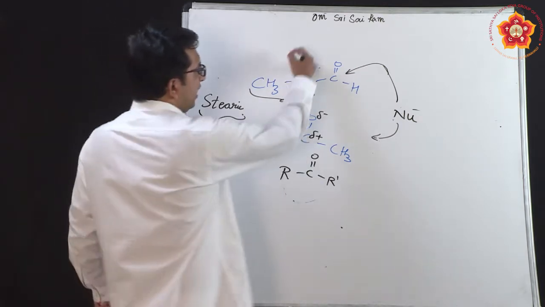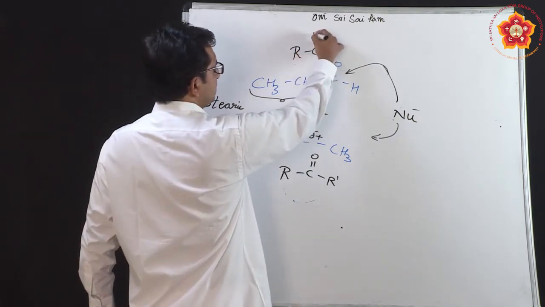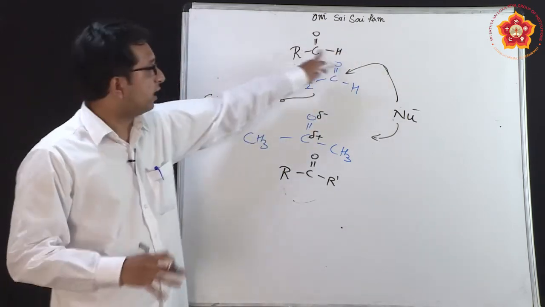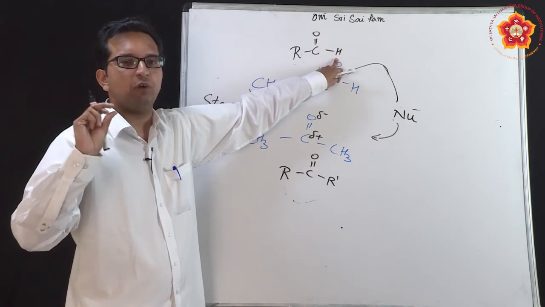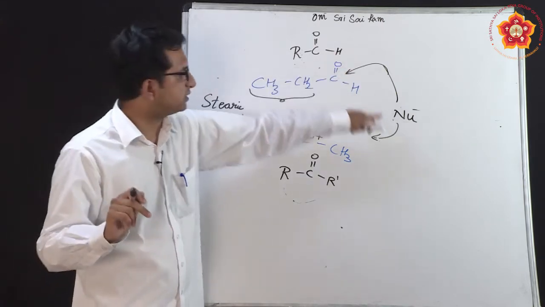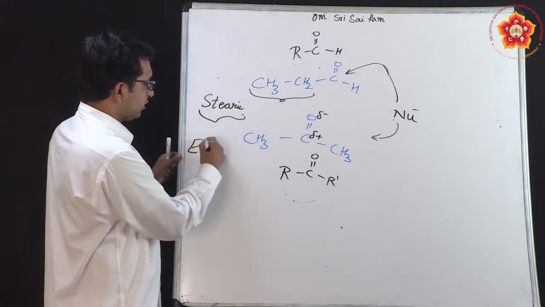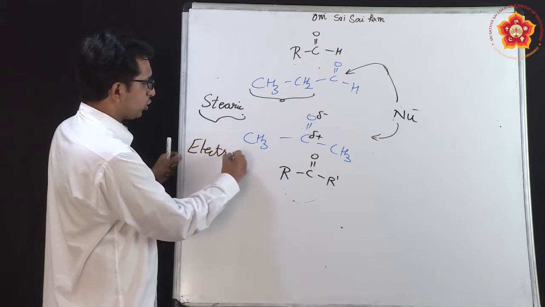But we know that the aldehyde general formula is RCHO, where one side may be big, but the other side is always the small one. Which means that it is easy for the nucleophile to come and attack. This is the steric reason. The other reason is called the electronic reason.